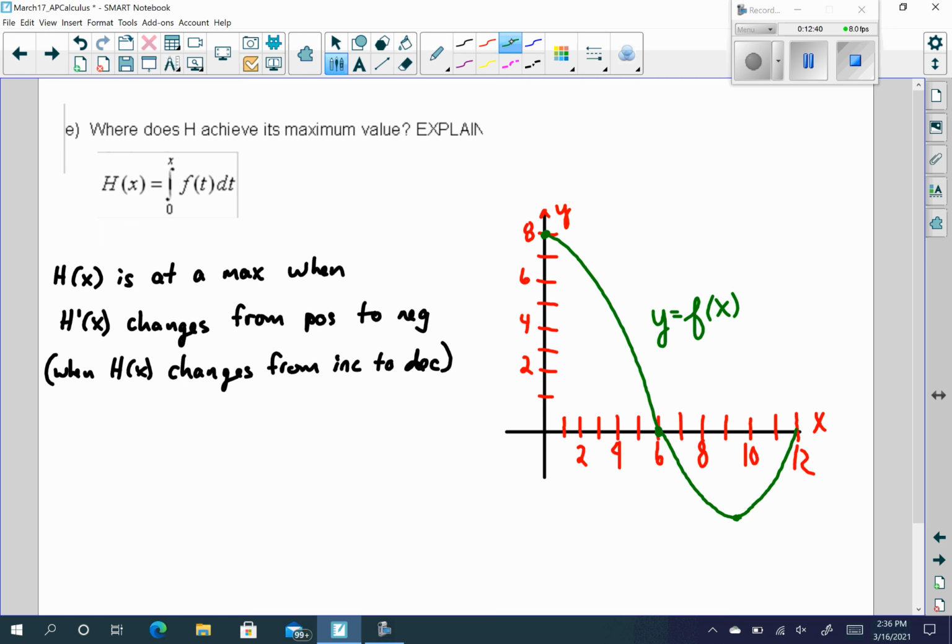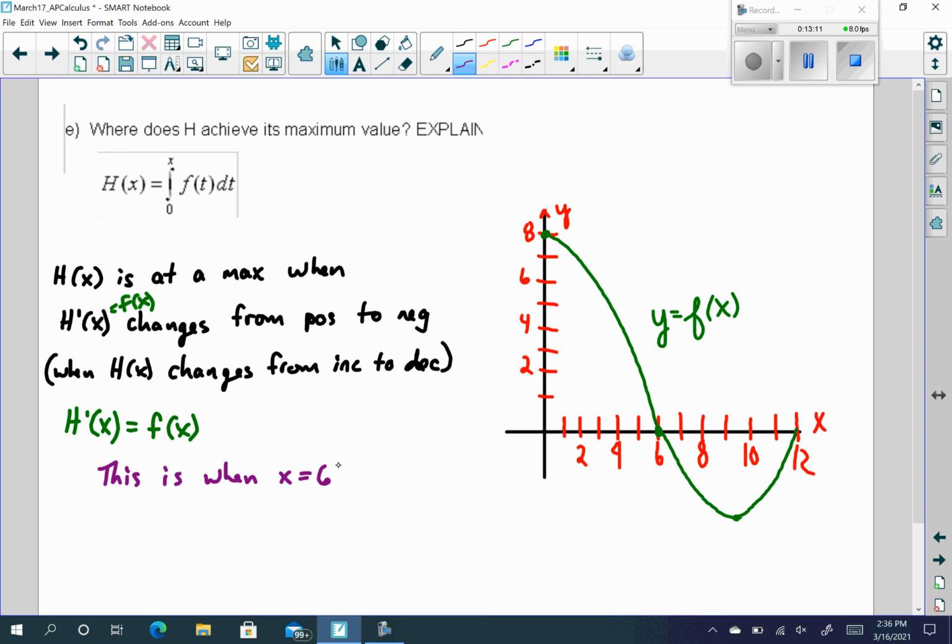And again, even though we said it earlier on, we would want to rephrase that h prime of x is equal to f of x. So we could even put that up here. H prime of x, which is equal to f of x, changes from positive to negative. So we could read the graph here and say, well, f of x is positive from 0 to 6, and then at 6 it changes from positive to negative. So this is when x is equal to 6.